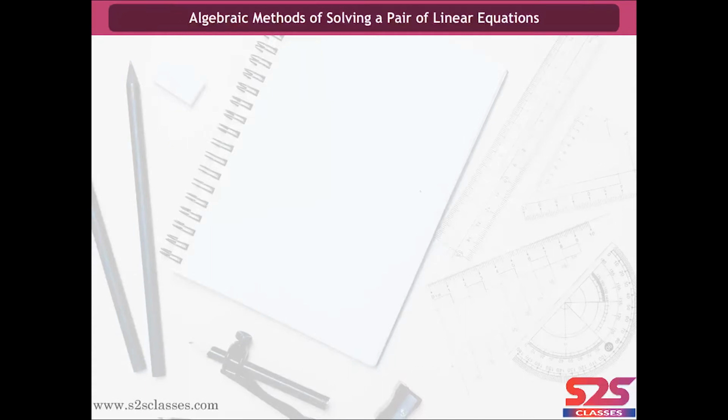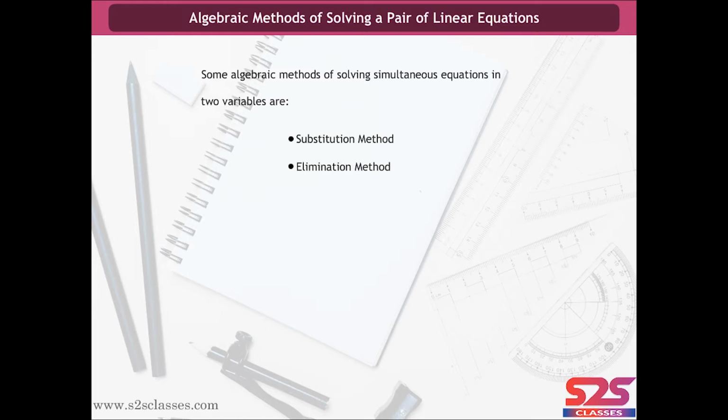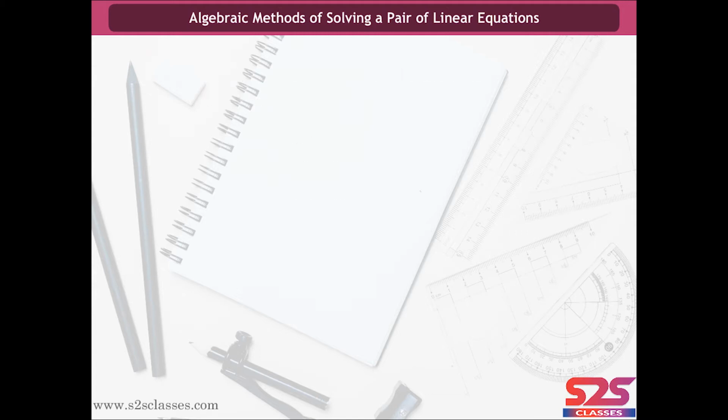Algebraic methods of solving a pair of linear equations. Some algebraic methods of solving simultaneous equations in two variables are the substitution method, elimination method, and cross multiplication method. Let us understand them one by one.